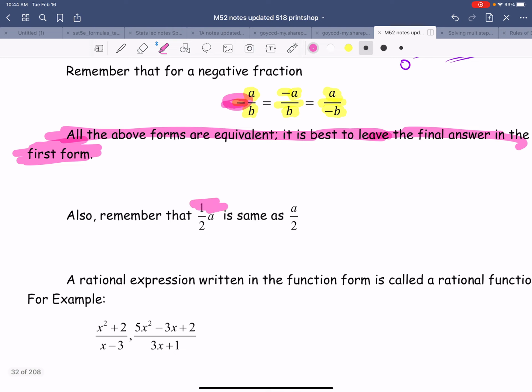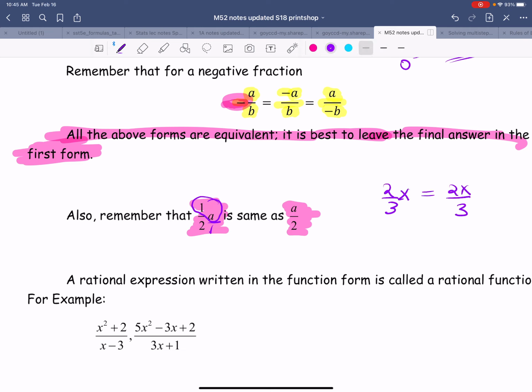Also remember 1/2 a is the same thing as a over 2 because the numerators multiply together. 1 times a, you can think of it as a over 1. 1 times a is a, 2 times 1 is 2. So half a is the same thing as a over 2. Or 2/3 x is the same thing as 2x divided by 3.